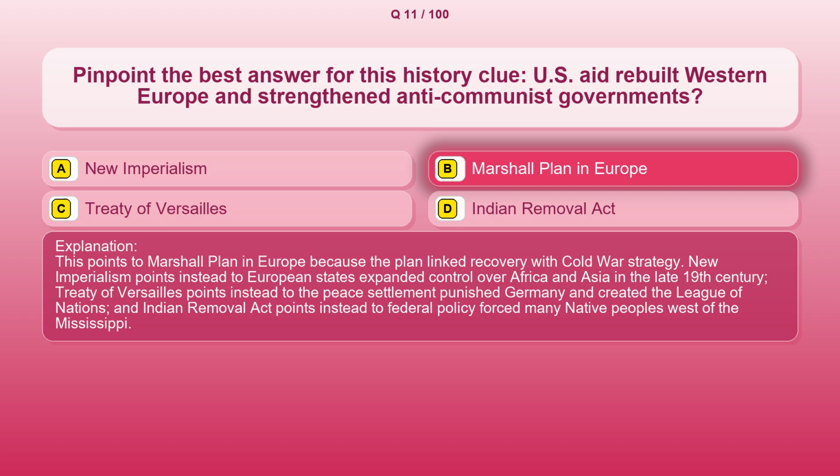Treaty of Versailles points instead to the peace settlement punished Germany and created the League of Nations, and Indian Removal Act points instead to federal policy forced many native peoples west of the Mississippi.